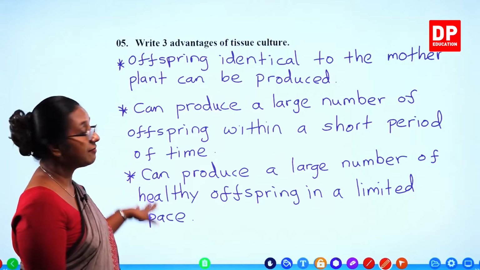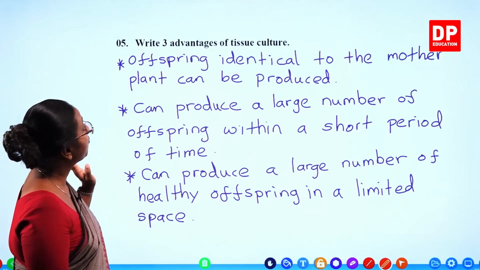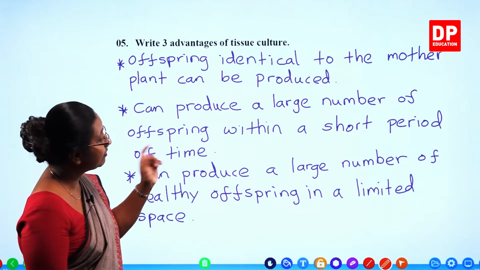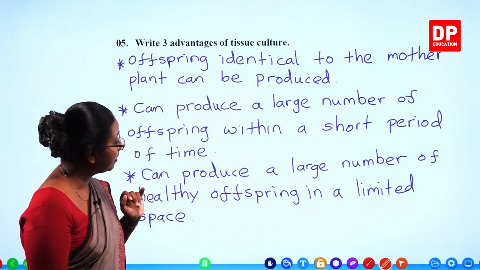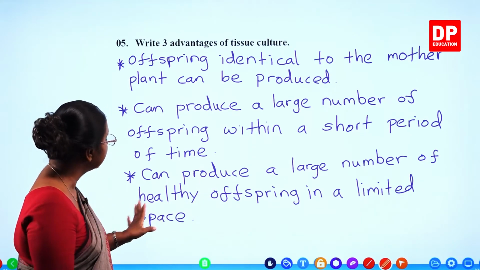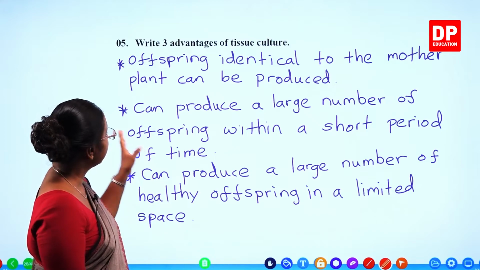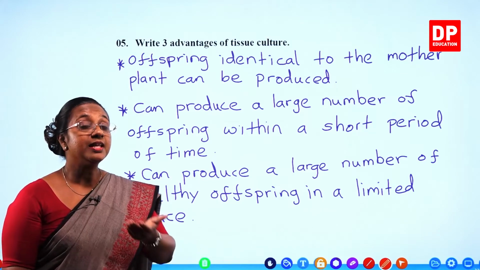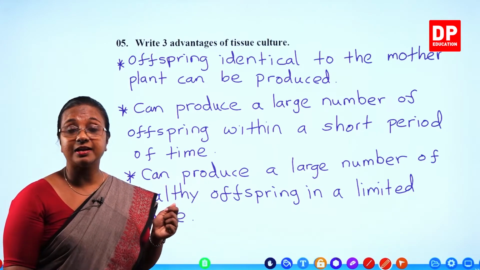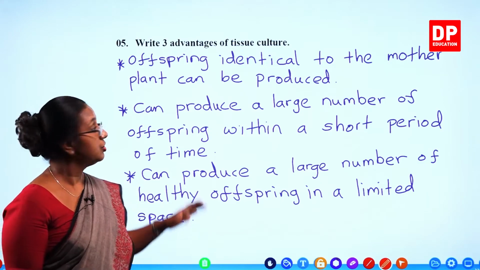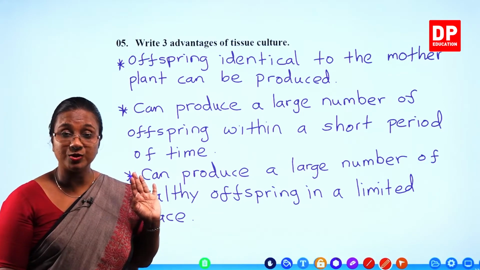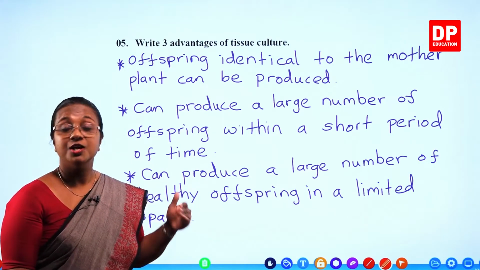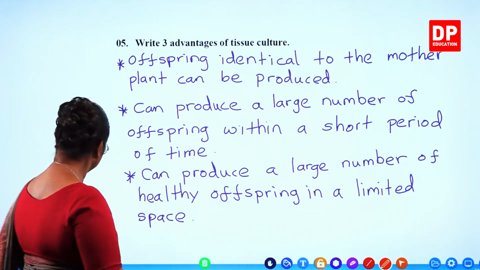So here students, I have written three advantages. Offspring identical to the mother plant can be produced, can produce a large number of offspring within a short period of time, and also can produce a large number of healthy offspring in a limited space. You can even say can produce a large number of offspring at a time. And also you can say that we can produce offspring with desired characteristics using hybrid tissues. So all those are advantages of tissue culture. So I am sure students, you all were also able to answer all these questions correctly. So with that, I will move on to the next question.